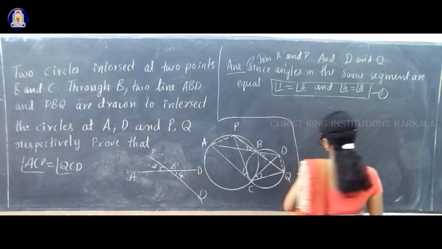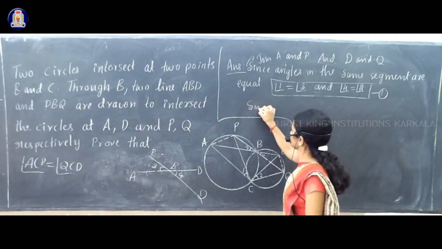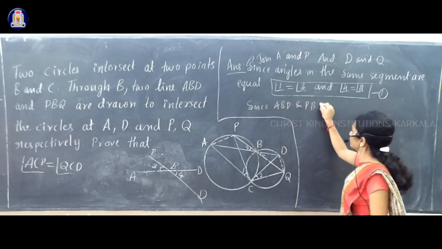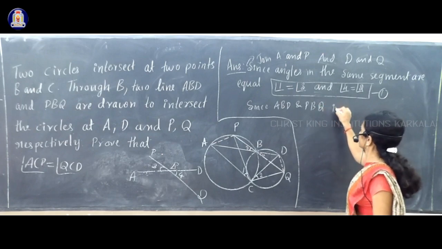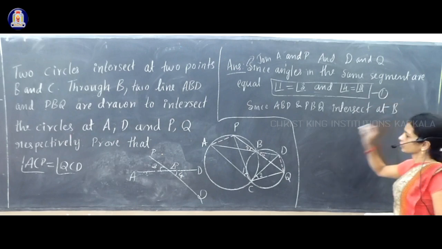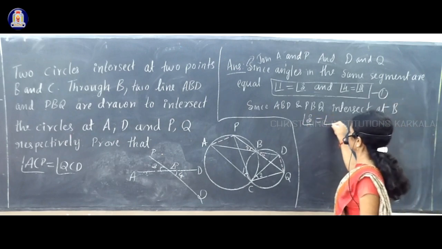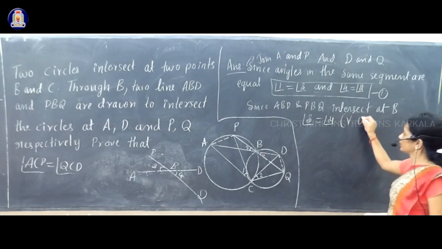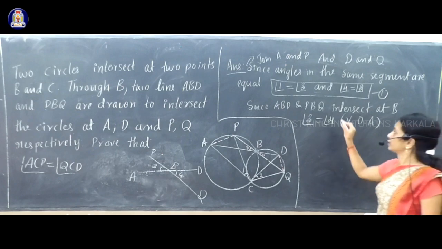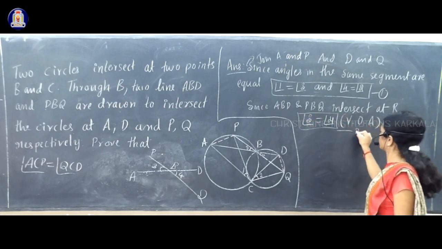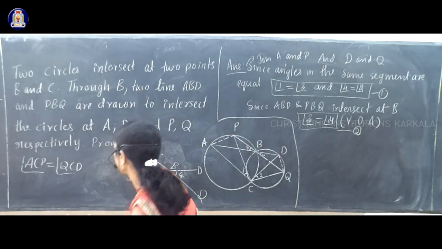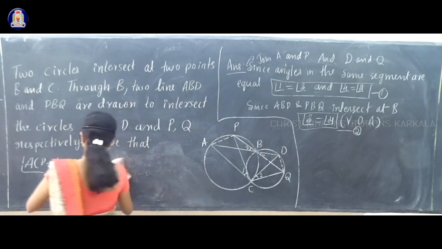So we write that since ABD and PBQ intersect at B, angle 3 is equal to angle 4 because they are vertically opposite angles. VOA, vertically opposite angles. And I'll take this as equation 2. Now what we have to prove? We have to prove angle ACP is equal to angle QCD.